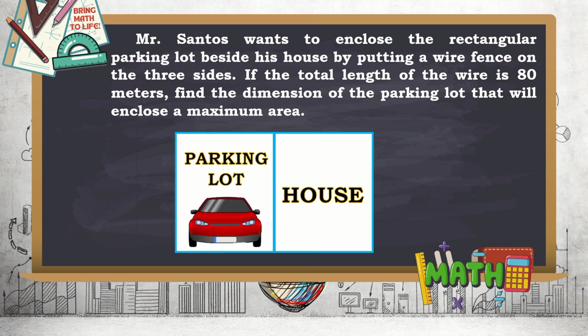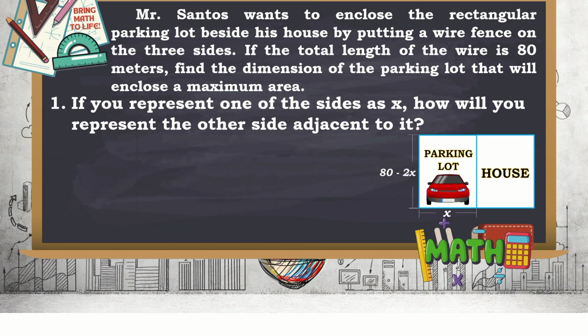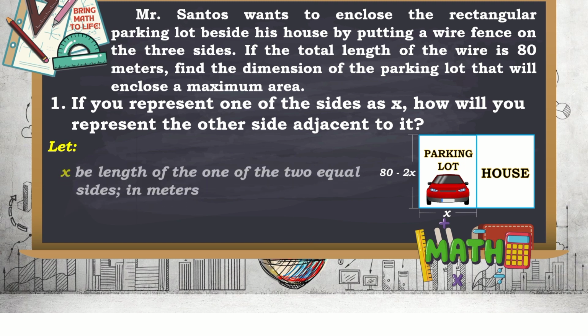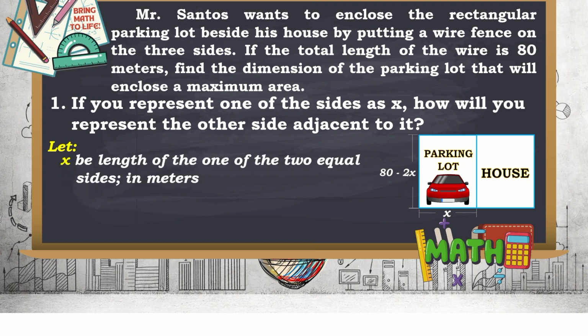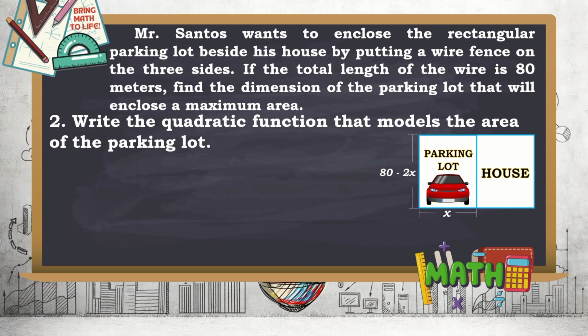Question number 1. If you represent one of the sides as x, how will you represent the other side adjacent to it? So this side is x and this adjacent side is 80 minus 2x. So let x be the length of one of the two equal sides in meters, and 80 minus 2x be the other side opposite the house in meters. P of x be the area of the lot in square meters. Write the quadratic function that models the area of the parking lot.